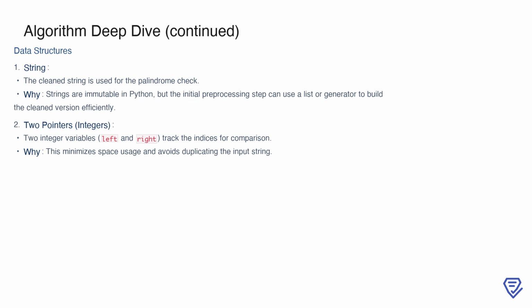These pointers are used to track indices for character comparison, minimizing space usage and avoiding the need to create a reversed copy of the string. This design keeps the implementation both efficient and straightforward.